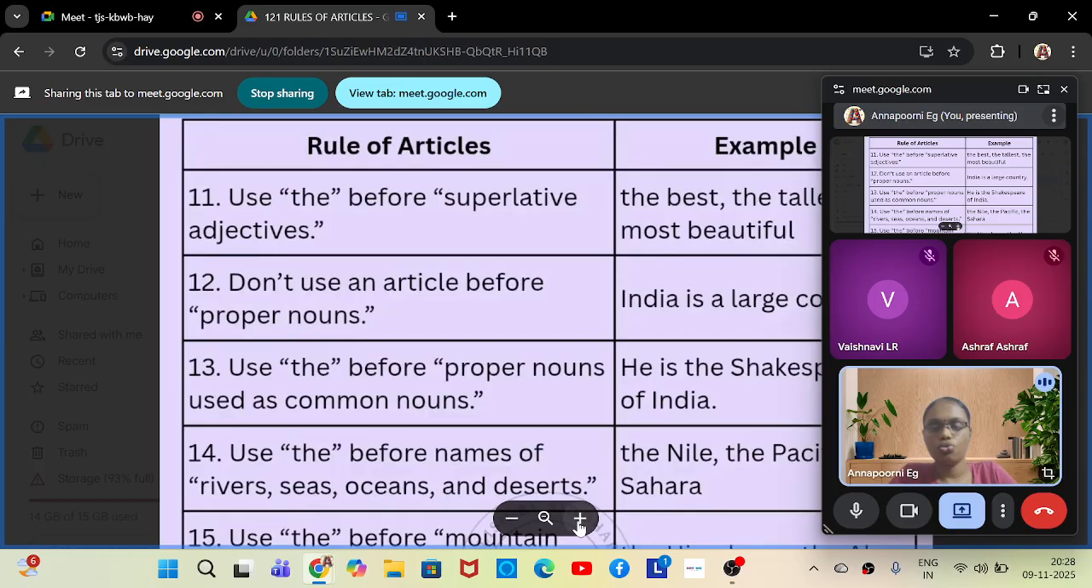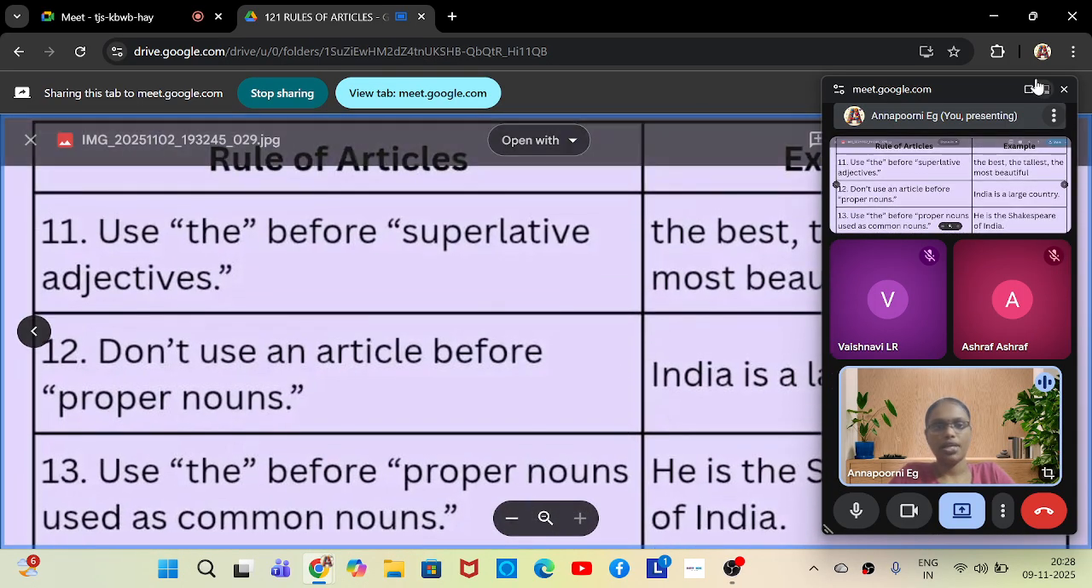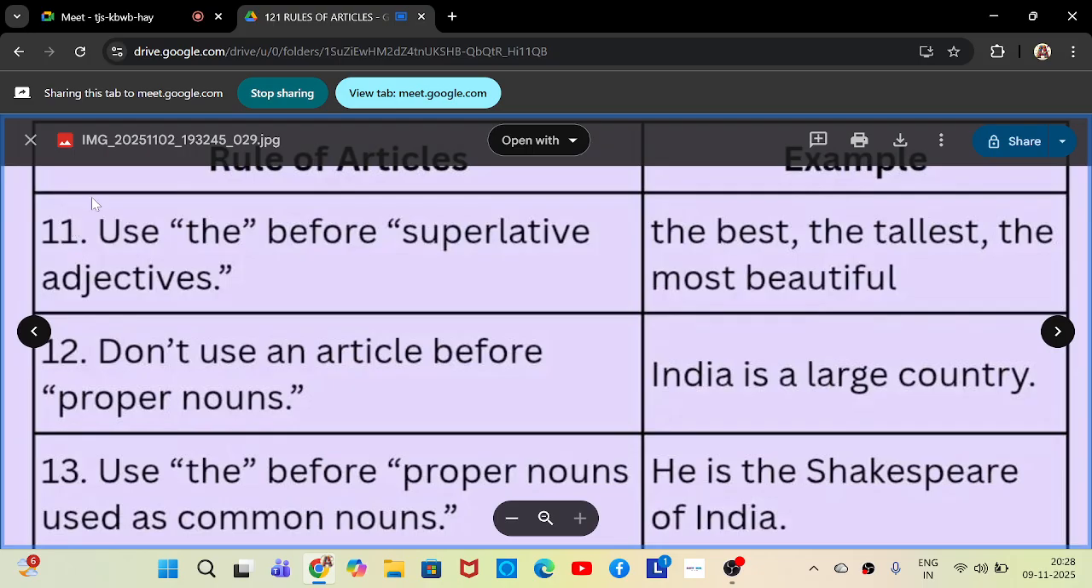Use the before superlative adjectives. So we have studied that there are 3 degrees of adjectives, positive, comparative, and superlative. Okay. So, Vaishnavi, you are in 8th standard, right? Yes, ma'am. Okay. So, can you give an example for the positive, comparative, and superlative adjectives? Any example? One positive, comparative, and superlative.